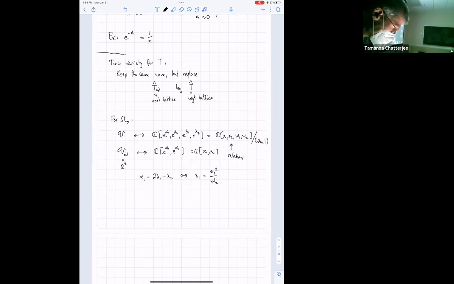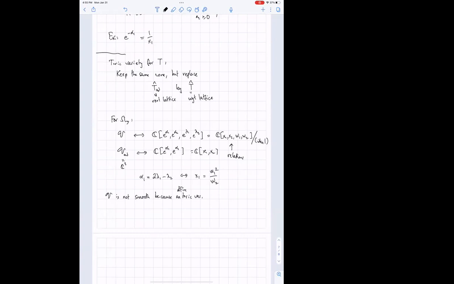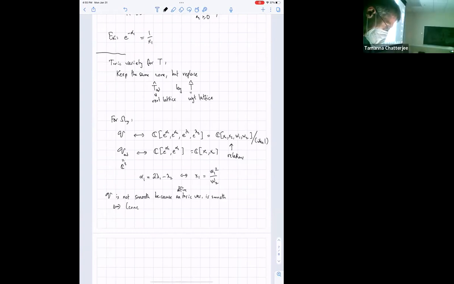And so you can see that V is not smooth, because an affine toric variety is smooth if and only if the cone intersected with the lattice is spanned by vectors on the edges. In other words, it's like a simplicial cone.